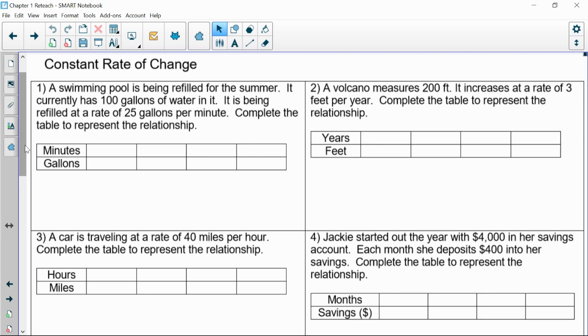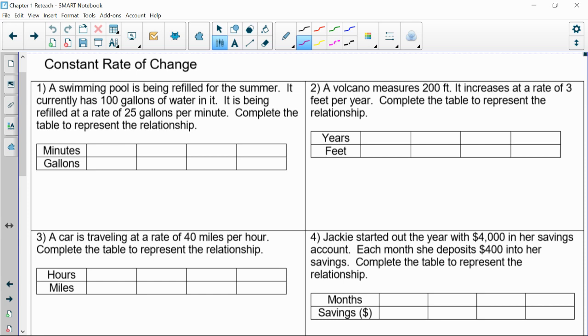assignment. So we need to fill in these word problems, making the tables that are set up for us with already our x's and y's determined for us. Okay, so a swimming pool is being refilled for the summer. It currently has 100 gallons of water in it. It's being refilled at a rate of 25 gallons per minute. Complete the table to represent the relationship.